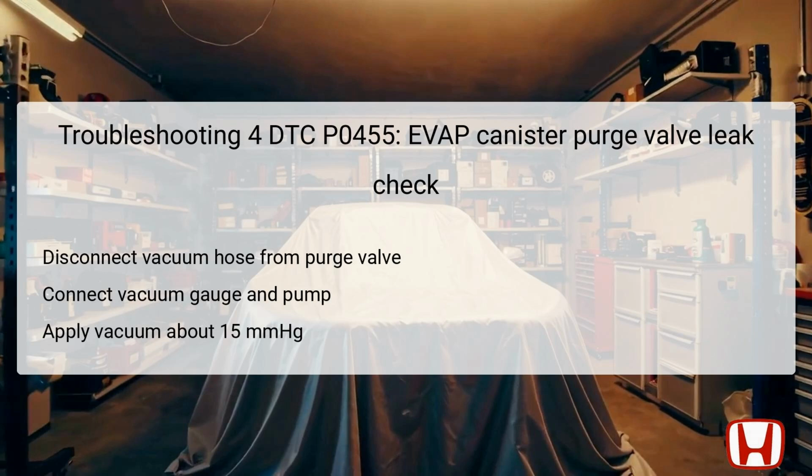valve is sealing properly. If the vacuum leaks down quickly, it suggests a leak in the purge line or a faulty purge valve itself. The integrity of the purge valve is critical because it controls vapor flow into the engine. Replacing a leaking purge valve and performing subsequent checks can help eliminate the large leak detected by the system.